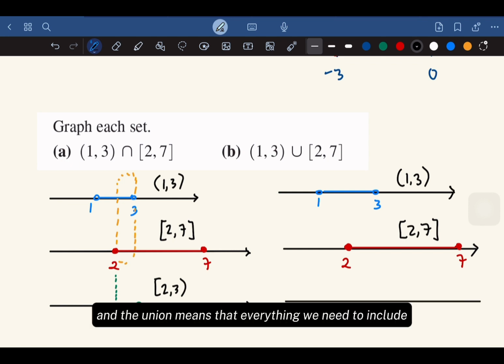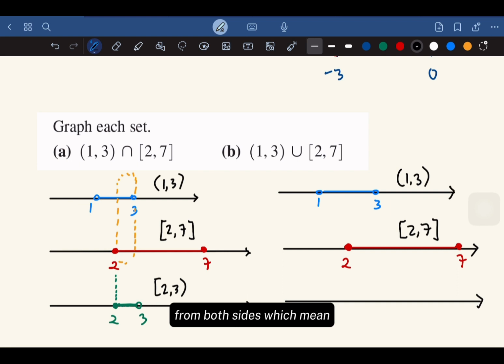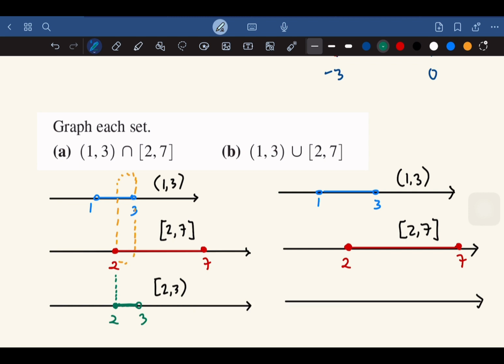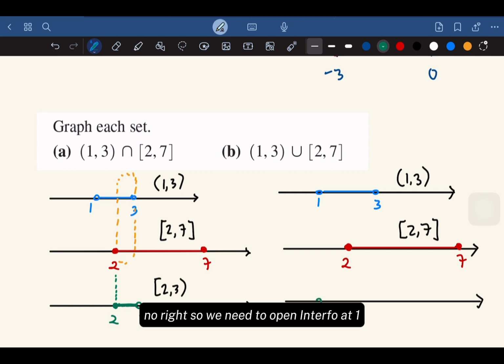And the union means that everything we need to include from both sets, which means, do we need to include 1 or not? No, right? So we need an open interval at 1, and then we need to include 7.